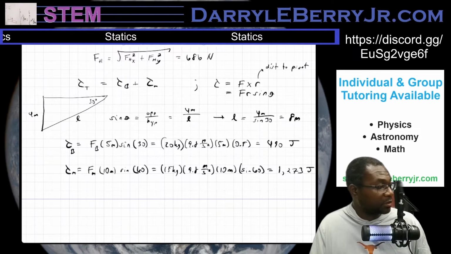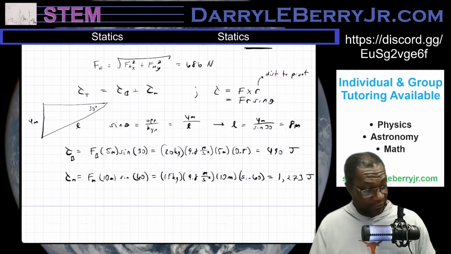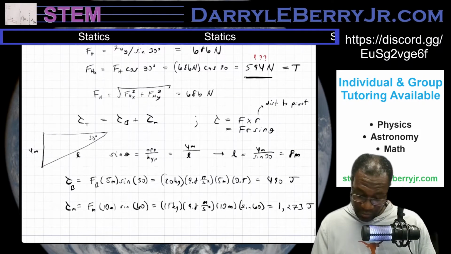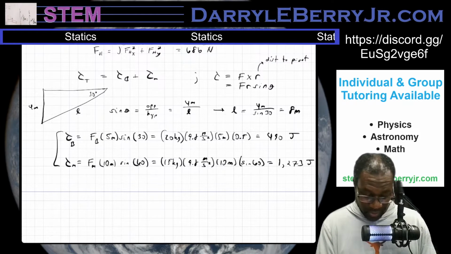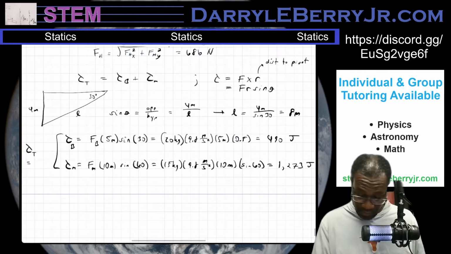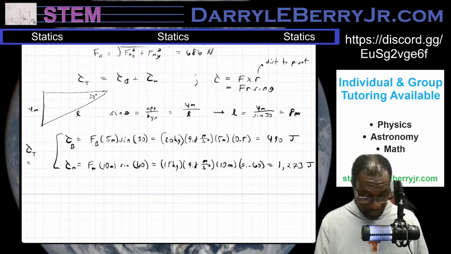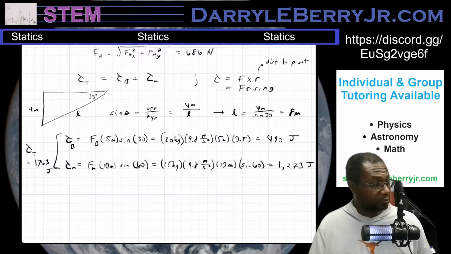And let me check. Yep, seems good. And then we have the last one, tension. No, that's it. So that means that tension T equals 1,763 joules.